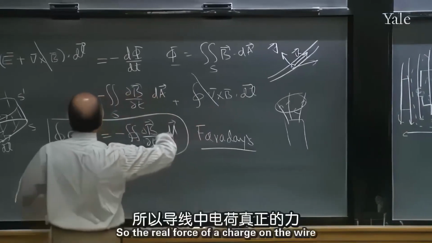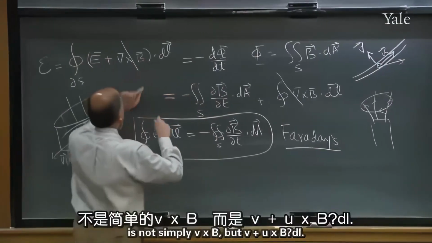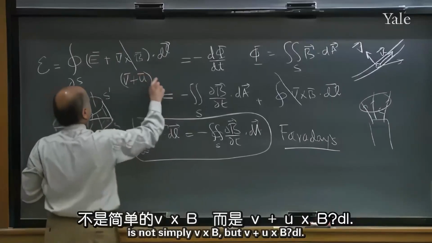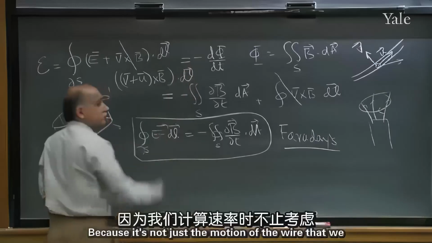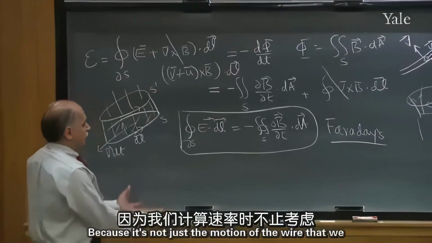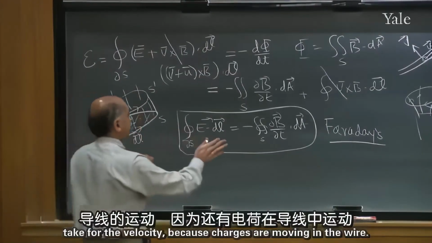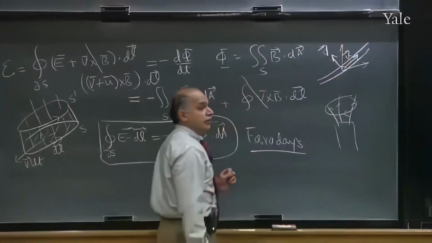So the real force on a charge in the wire is not simply v cross B, but (v plus u) cross B dot dl. Because it's not just the motion of the wire that we take for the velocity, because charges are moving in the wire. The net velocity is v plus u, just some number like that.